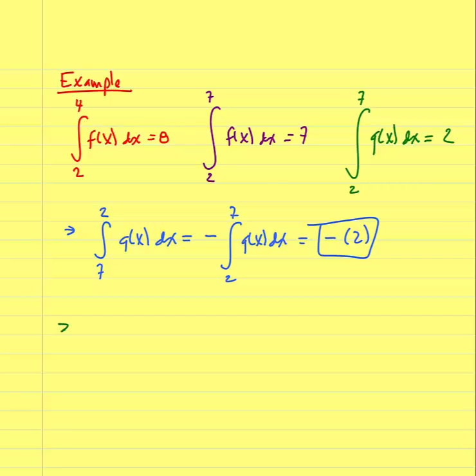Let's look at another example. Let's say we're looking at the limits of integration from 2 to 7 of 2 times g of x dx. Remember, if I have a constant, I can pull the constant out front. And I know that my limit of integration from 2 to 7 of g of x dx is up here at 2, so I have 2 times 2, or 4, for that limit.